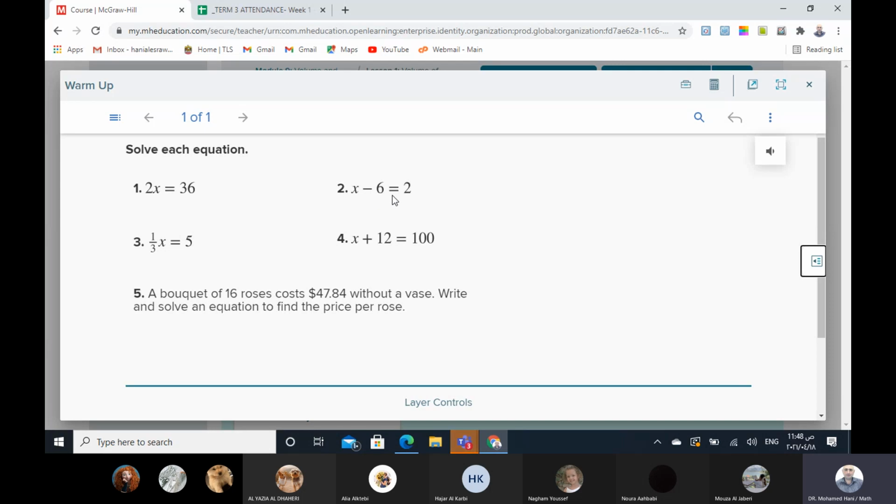Exercise number two. x minus 6 equals... What is the value of x here? Mr., is it 8? Great. Right. Exercise number three, please. Mr., is the answer 15? Great. Exercise number four. Mr., 88. Great. Exercise number five.